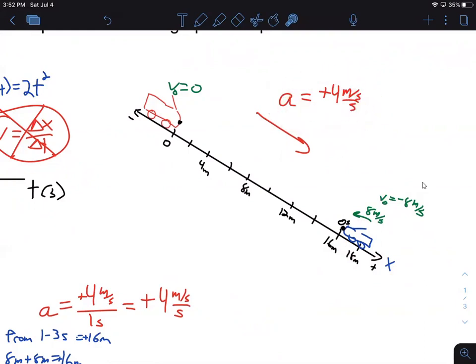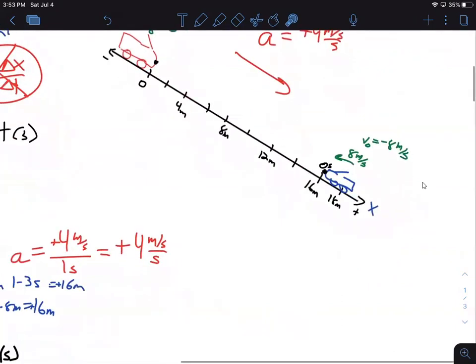So maybe take a second. I will let you know you're going to need to start with the velocity graph on this one. So try making a velocity graph first of this blue car over the time interval of 3 seconds. And then check back here. We're going to do it right now.